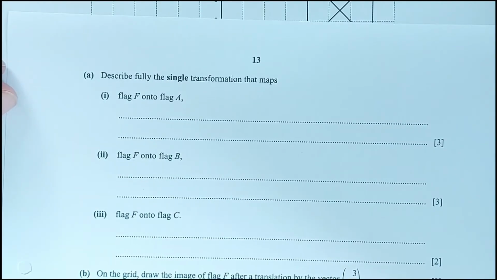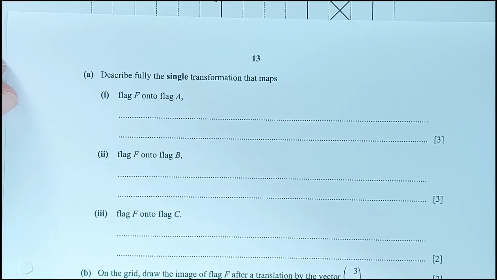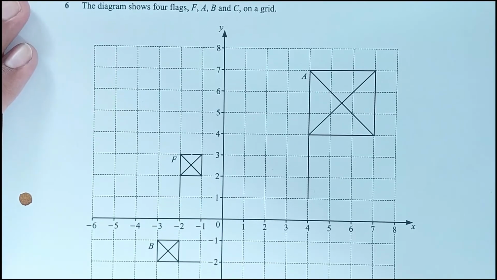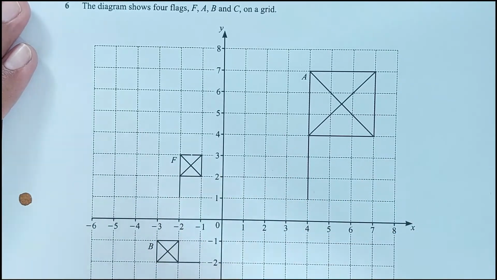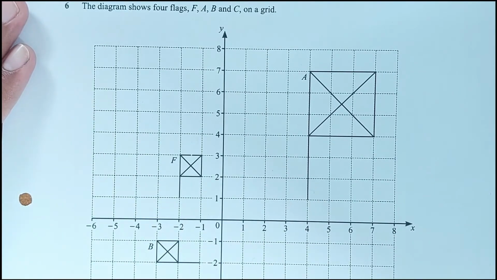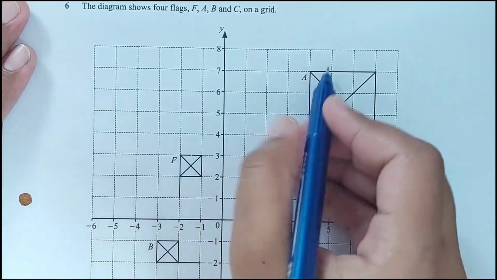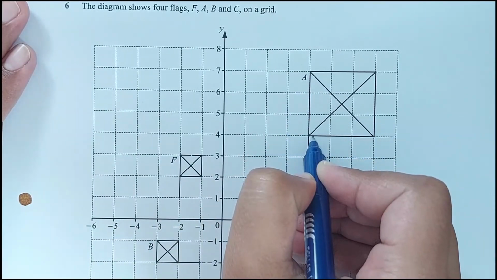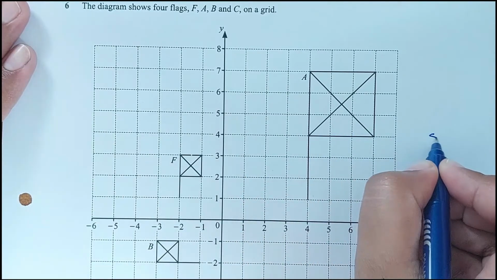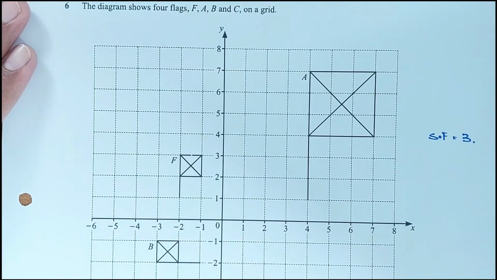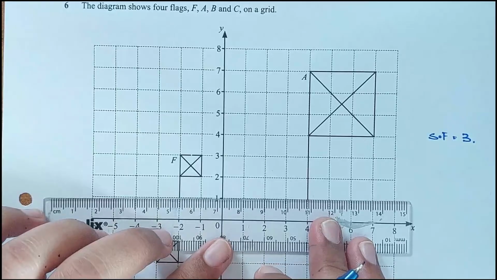Now part A, describe fully the single transformation that maps flag F onto flag A. So look at F and A. This is an enlargement, right? Let me find the scale factor of enlargement, F to A. So this is 1 unit, this is 1, 2 and 3 units. So the scale factor is 3, right? And let me find the center of enlargement by connecting the points, the coordinates.